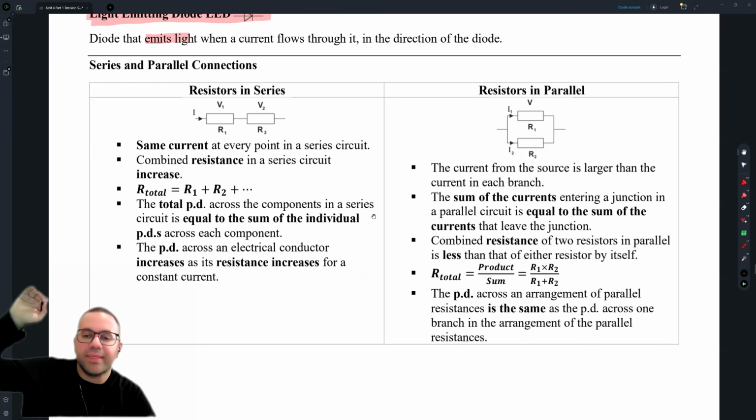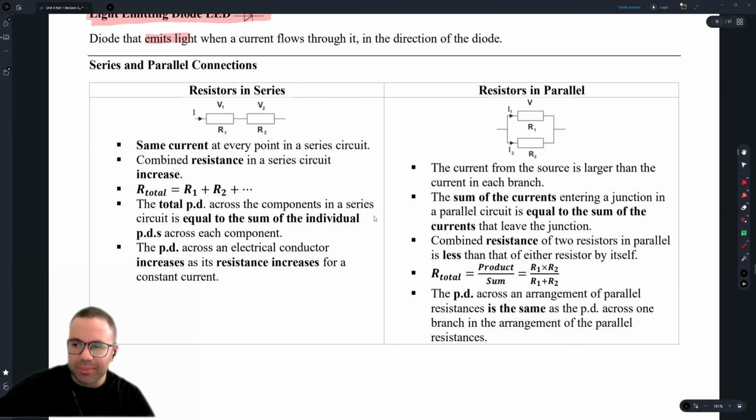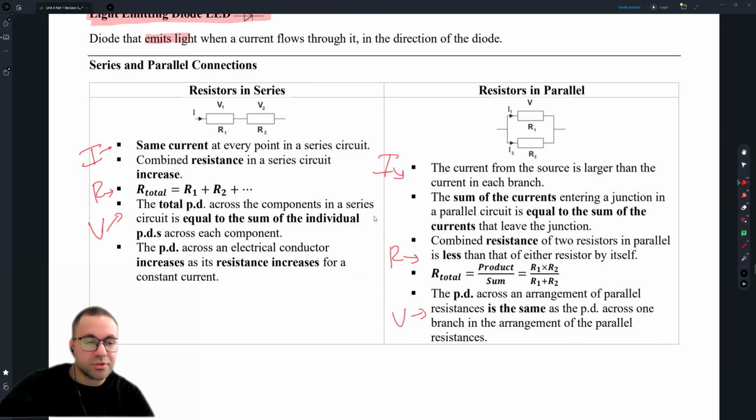All right? And then you need to memorize exactly what happens to the current, the resistance, and the voltage. Sometimes it increases, sometimes it decreases. Sometimes it splits, sometimes it doesn't. Sometimes it's the same, sometimes it's not. You need to memorize how each method of connecting components together changes these three factors.